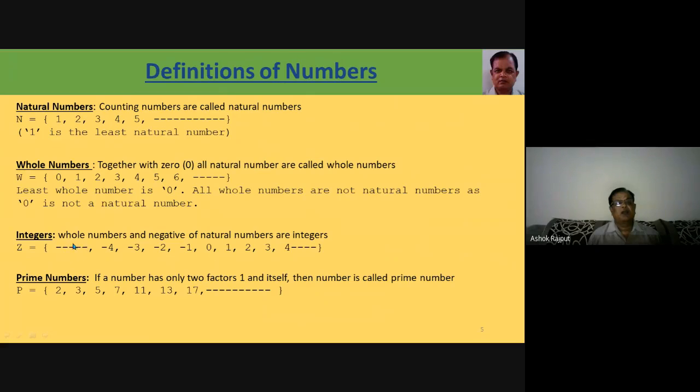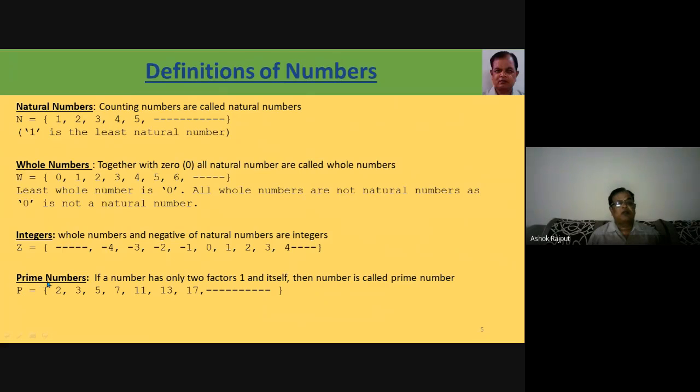Or simply we can say whole numbers and negatives of natural numbers are integers. As it is written here: 0, 1, 2, 3, 4, minus 1, minus 2, minus 3, minus 4, up to infinite, left side also and right side. These are integers because these are unlimited.